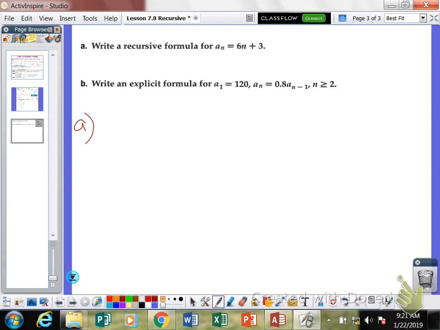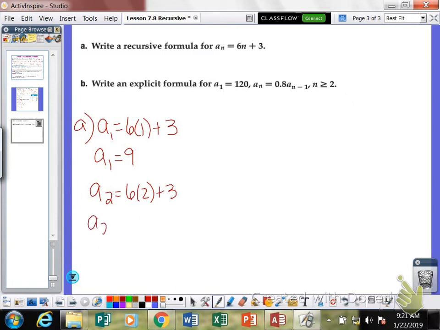All right, so the first term would be a sub 1 equals 6 times 1 plus 3. So first term, n is 1, so a sub 1 equals 6 plus 3 is 9. And then a sub 2, we'll keep going here. So a sub 2 would equal 6 times 2 plus 3. A sub 2 is equal to 12 plus 3 is 15. One more. A sub 3 equals 6 times 3 plus 3. 18 plus 3 is 21.